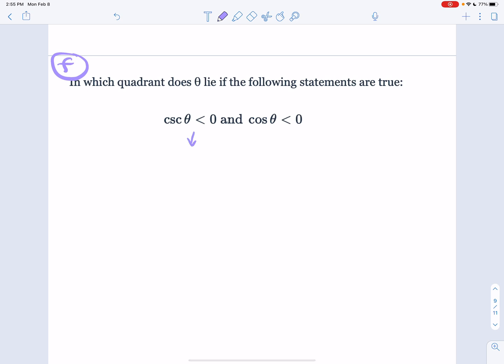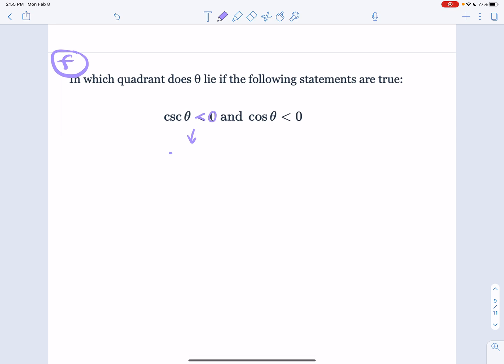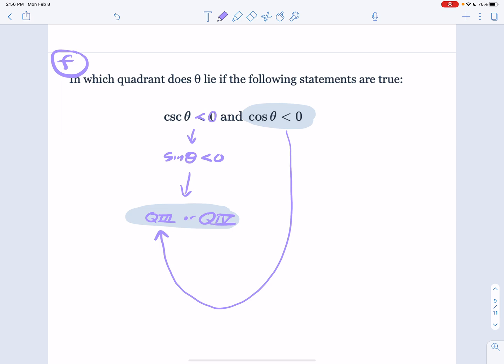Okay. Cosecant is less than 0. Looks like an L, so it's negative. So if cosecant is negative, then so is its reciprocal, sine. And sine is negative in quadrants 3 or 4. Okay? In 3 or 4. And here, cosine is negative, so cosine will only be negative in quadrant 3, not 4, because in quadrant 4, cosine is positive.